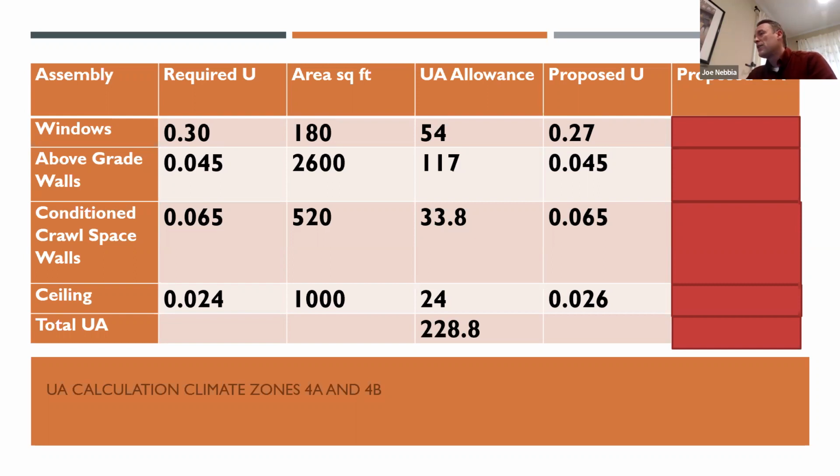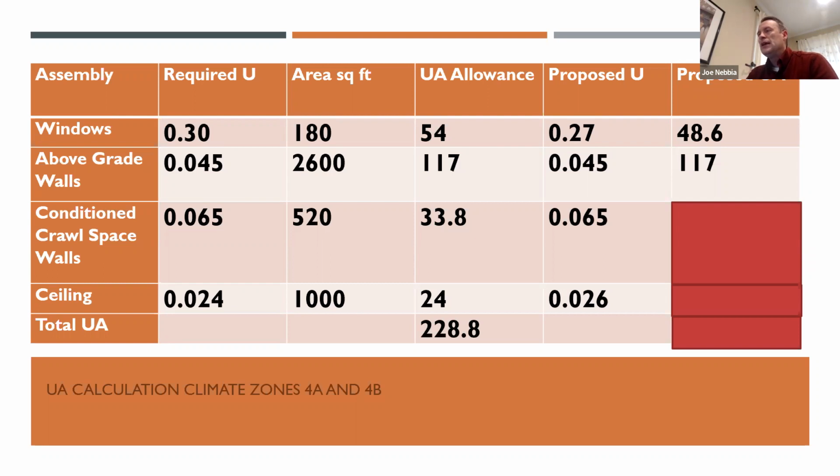So let's say I go with a better window, 0.27. It's a pretty good window, Energy Star level in that climate zone. So with a 0.27 window, I've now got a proposed UA for my windows of 48.6. I'm going to go with the same wall that the code requires, the R20 plus 5, and I've got a 117. Again, the same thing in my crawl space.